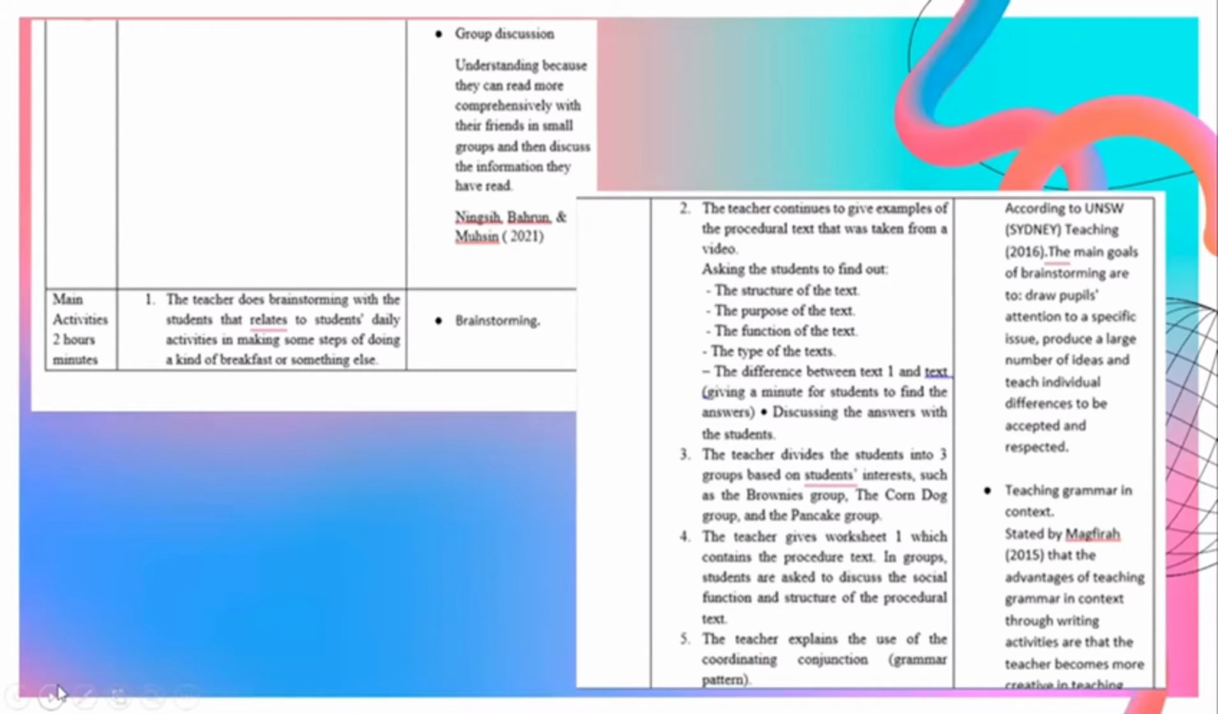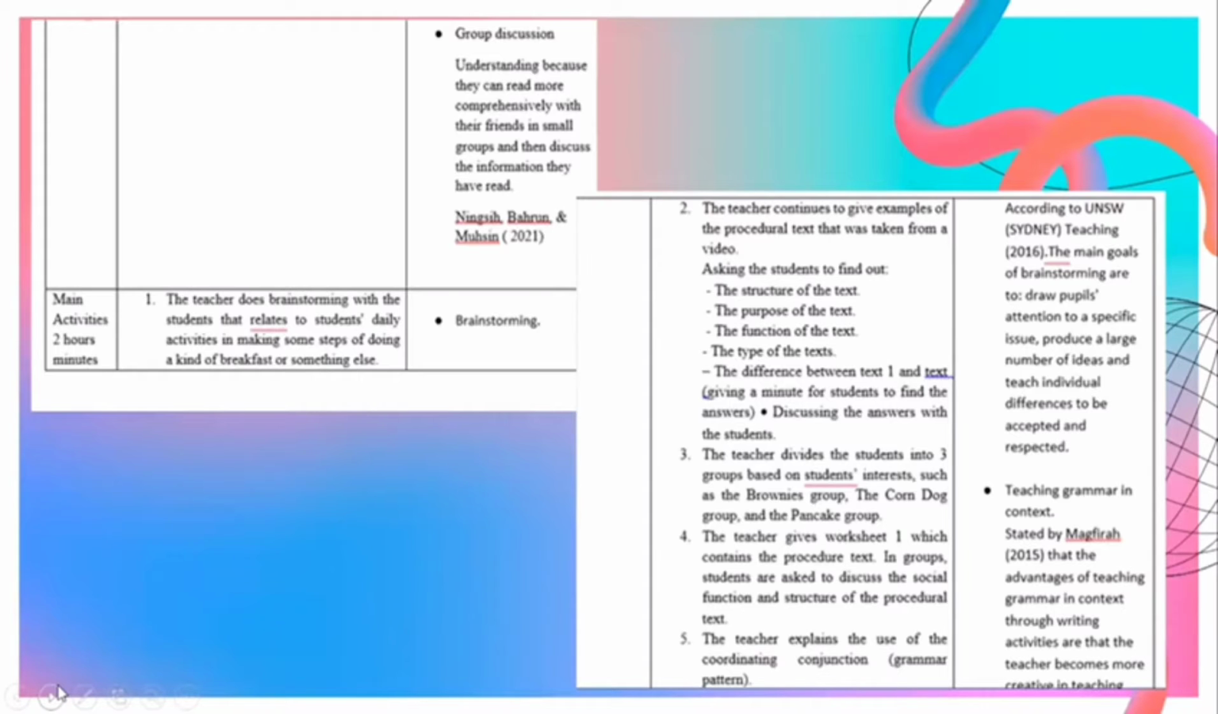Okay. For the third one, the teacher divides the students into 3 groups based on students' interest, such as the brownies group, the corn dog group, and the pancake group.